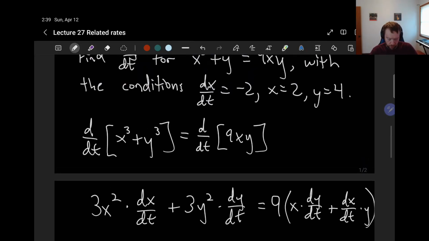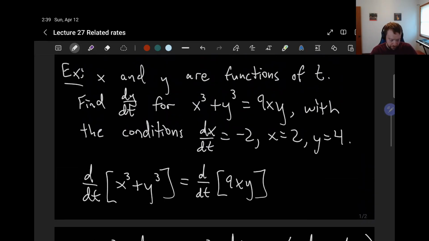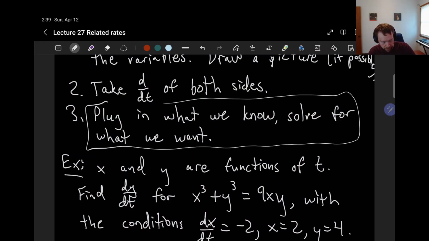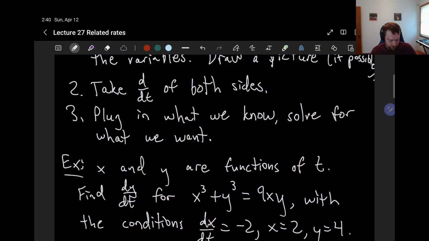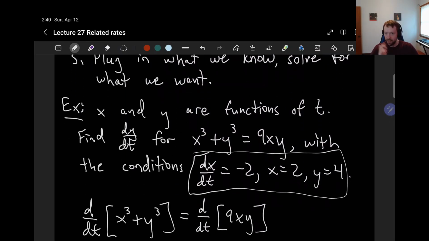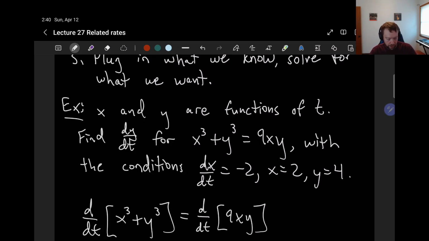I think we're at a good point where we can do step 3, where we plug in the particular information that was given to us. That would be these conditions here. At this particular time we're looking at, dx/dt is -2, x is 2, and y is 4. And that will then allow us to find dy/dt at this instant.